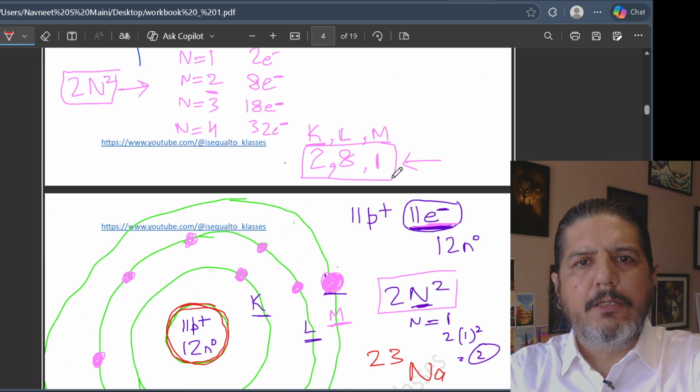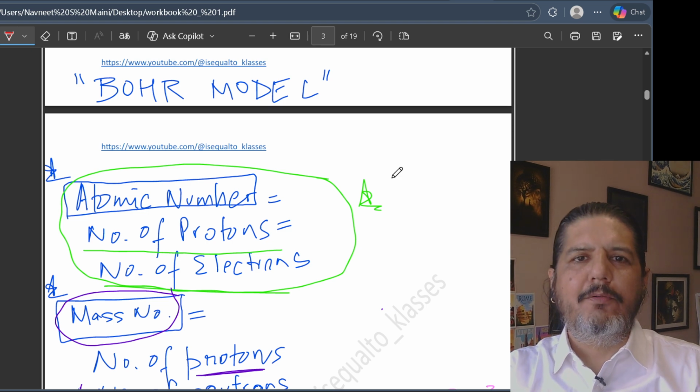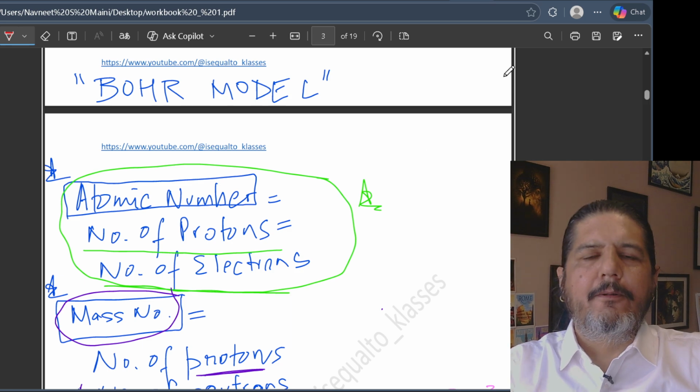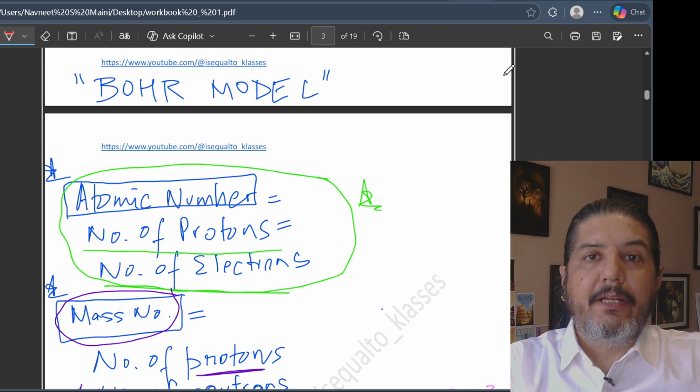So I hope everything is clear till here. I've tried to make it as simple as possible for a beginner who is facing some difficulty in drawing the Bohr model of atoms. So please comment if there is any doubt.